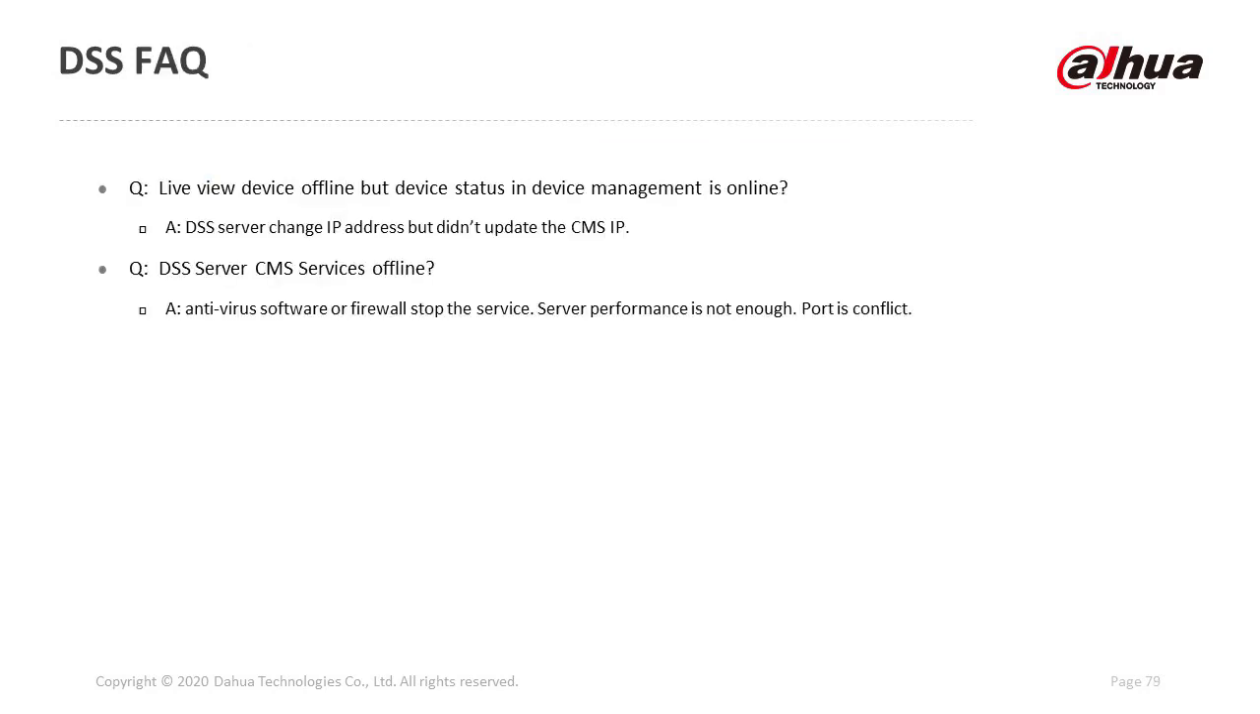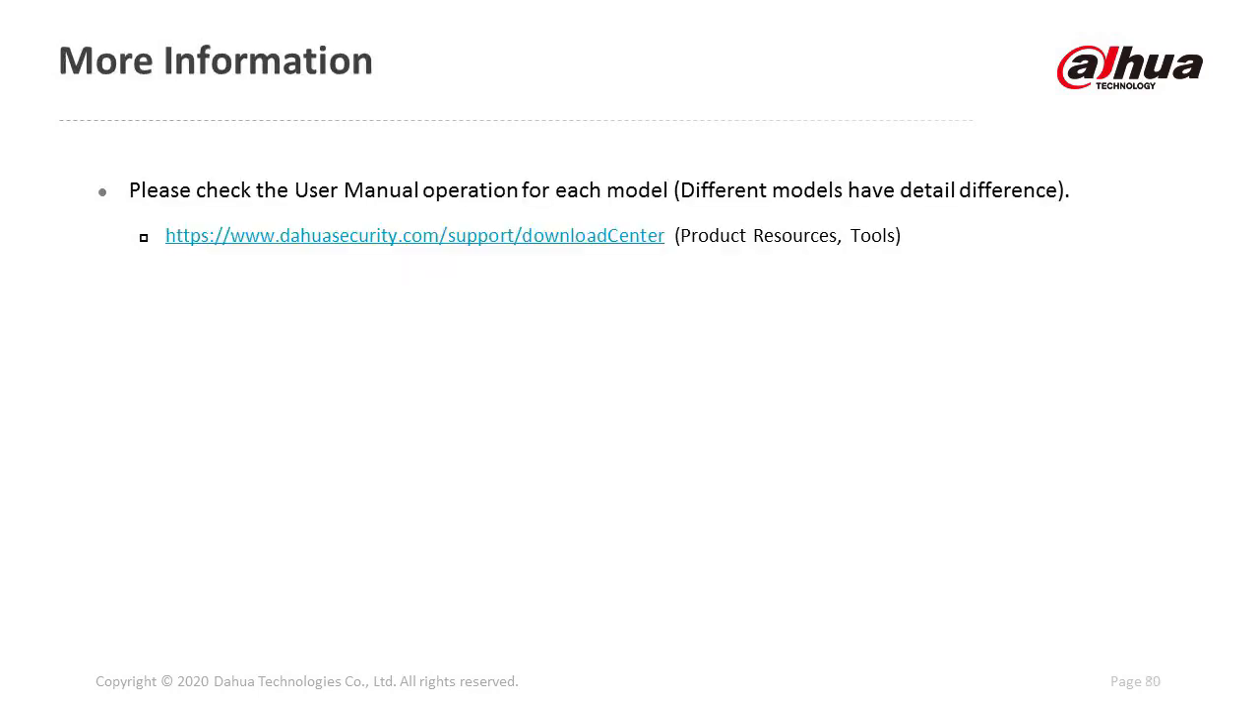Here are also some common DSS problems and solutions. Question 1. Live view device offline but device status in device management is online. DSS server change IP address but didn't update the CMS IP. Question 2. DSS server CMS services offline. Antivirus software or firewall stop the service. Server performance is not enough. Port is conflict. For more information, please check the user manual for each model.